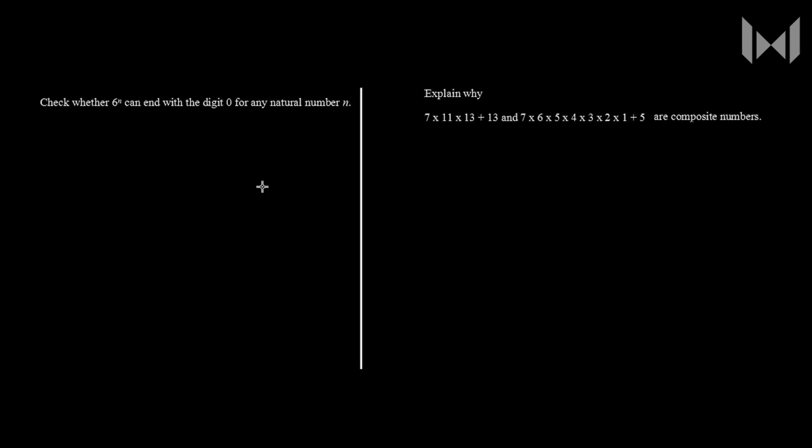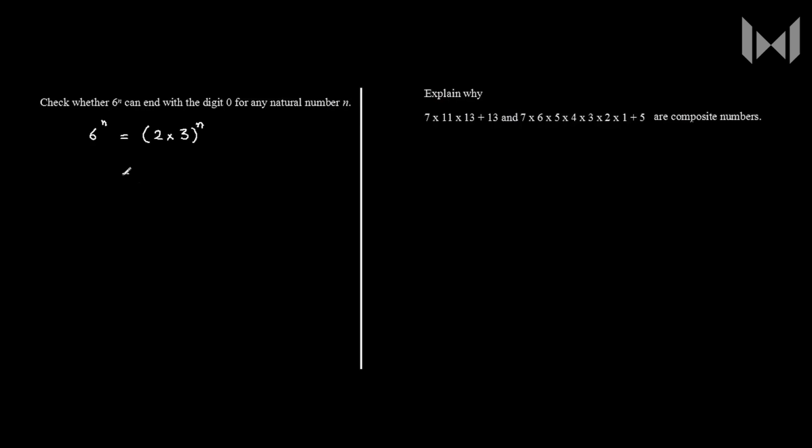So, for any number to end in 0, its prime factors must include 2 and 5, irrespective of the power they get. So, for any number to end up in 0, it should have 2 and 5 as its prime factors. So, over here, looking at 6 to the power n, we can say 6 to the power n can be written as 2 into 3 raised to the power n.